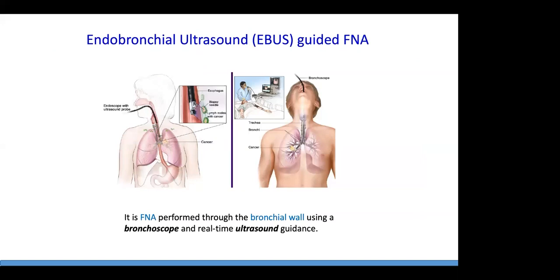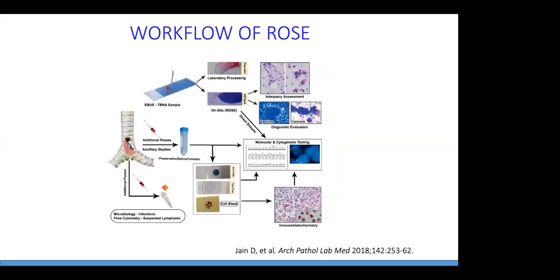One methodology used with more and more frequency in different hospitals is the endobronchial ultrasound-guided FNA. It is an FNA performed through the bronchial wall using the bronchoscope and real-time ultrasound guidance. And we can sample not only central lung lesions, but also the mediastinum and lymph nodes, peritracheal and peribronchial lymph nodes. And when we use this invasive methodology, as when we use transthoracic FNA, it's advisable to have rapid on-site evaluation.